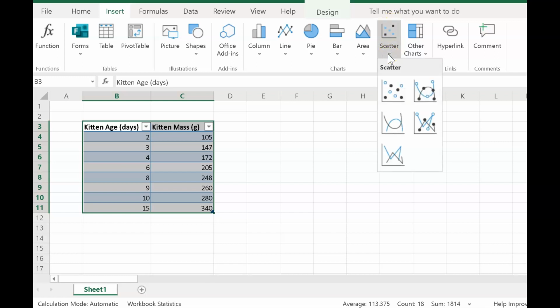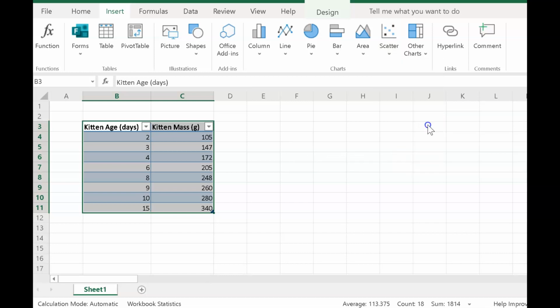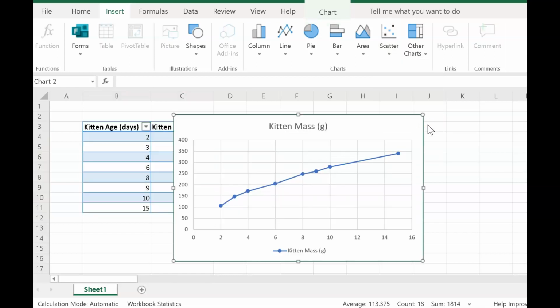All right, and I would like to have dots, and dots are called markers, and I want them to be connected with straight lines. So I'm going to select this option over here: scatter with straight lines and markers, which compares pairs of two values. I'm going to click on this, and immediately I have a beautiful graph here that I have to customize.